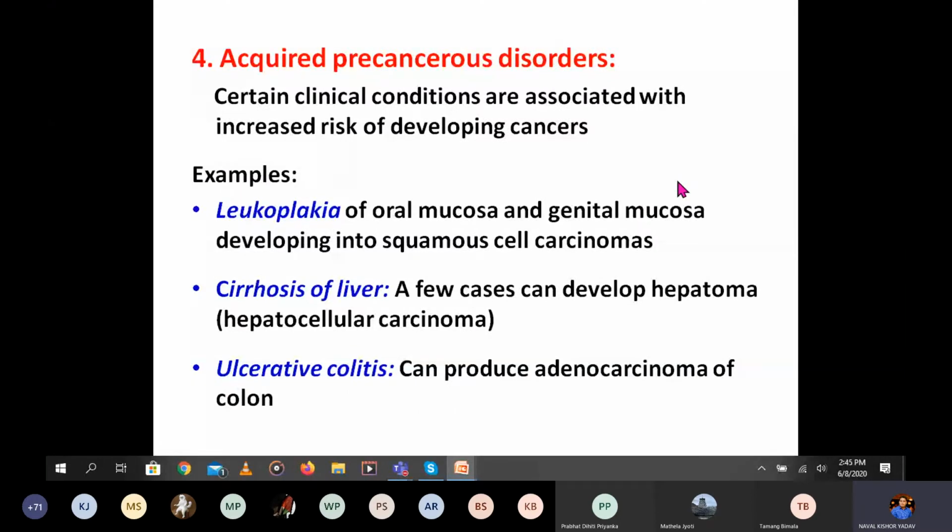The fourth predisposing factor is the acquired precancerous disorders. These are disorders developed in the patient that might lead to the development of different cancers, like leukoplakia of the oral mucosa and genital mucosa. So this is white patches. Leukoplakia means white patches of oral mucosa and the genital mucosa that might develop the carcinoma known as squamous cell carcinoma. Okay, so this is one acquired precancerous disorder, leukoplakia, that is white patches, and finally it leads to the cancer, the squamous cell carcinoma.